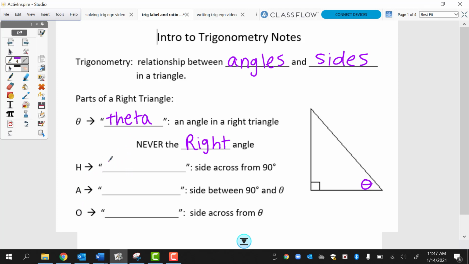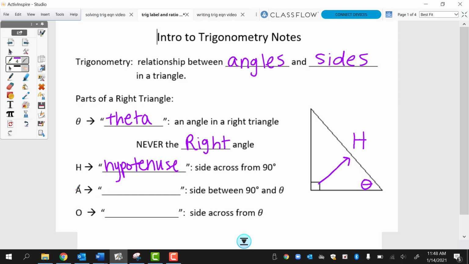So here we go. H is going to stand for the hypotenuse, which we've heard before. We know that's the side across from our right angle, our 90-degree angle. It's where we had been putting C for Pythagorean theorem, but now it's across from 90. So that means this is H, our hypotenuse. Okay. Now, when we were doing Pythagorean theorem, it didn't matter. Our other two sides were A and B, and we said, oh, it doesn't matter which one is which. Well, now it matters.